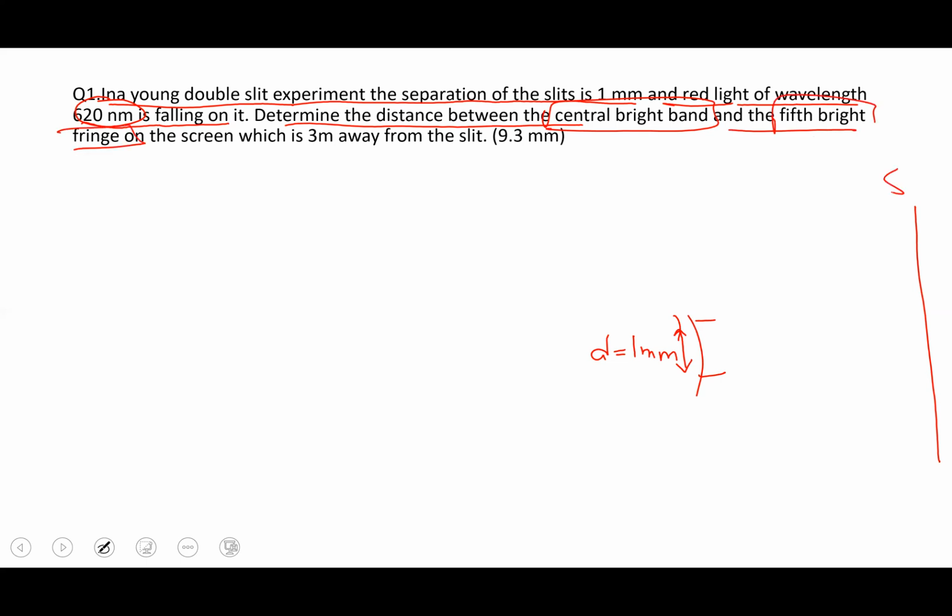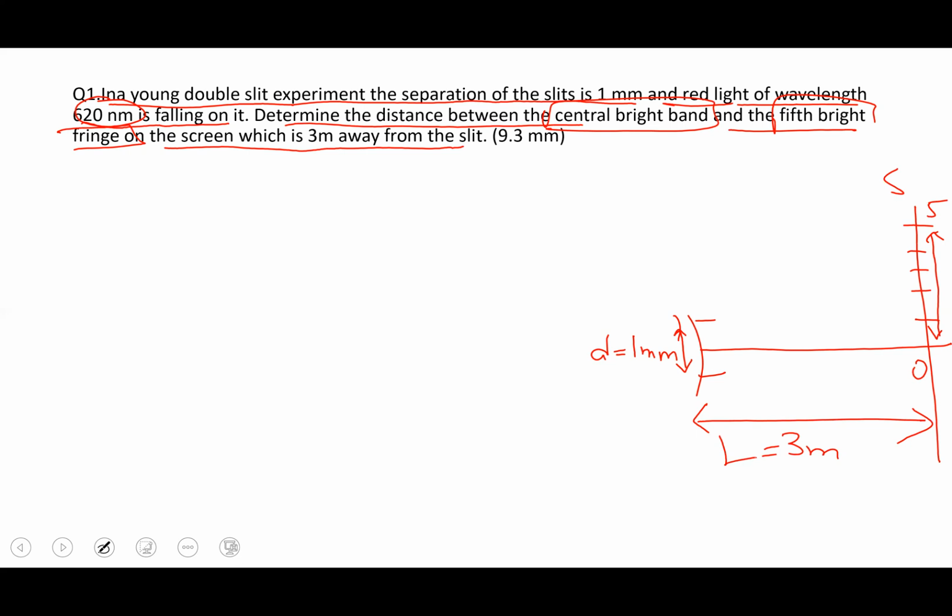So if this is the screen and this is the center part, let's call it O, then 1, 2, 3, 4, fifth fringe we have to find out. And what is the distance between the fifth fringe and the center part? The screen is 3 meters away from the slit. One thing more is given to us: the distance between the screen and the slit is 3 meters, which is represented by L. The distance between the fifth bright fringe and the center part, we call it Y.